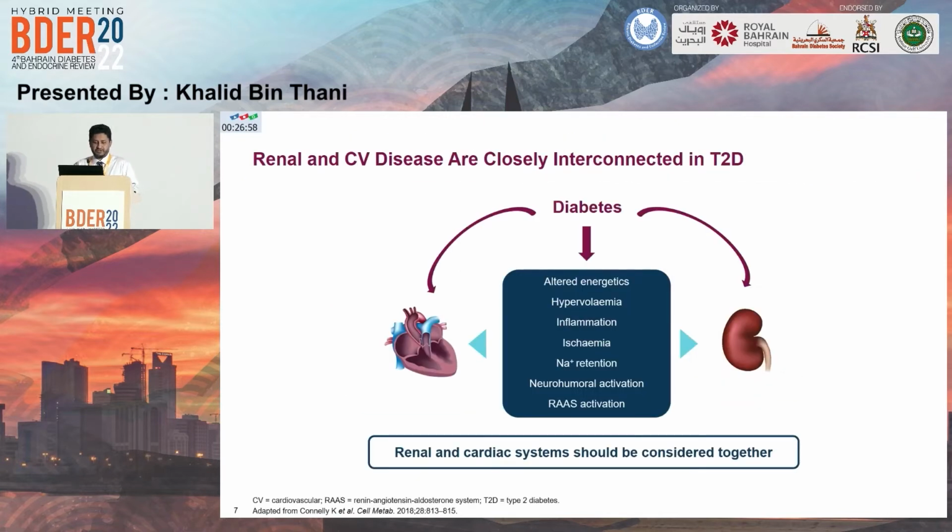Now, renal and cardiovascular disease are closely interconnected in relation to type 2 diabetes. These are all interconnected between the kidney and the heart. You have hypervolemia, inflammation, ischemia, sodium retention, and neurohormonal activation. So you cannot separate the kidney from the heart. Both go hand in hand, and the concept nowadays is that you should manage them both together.